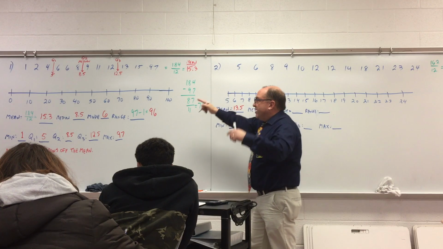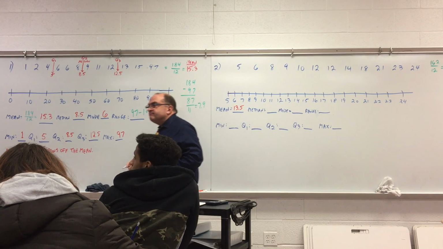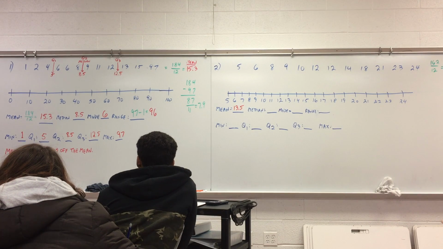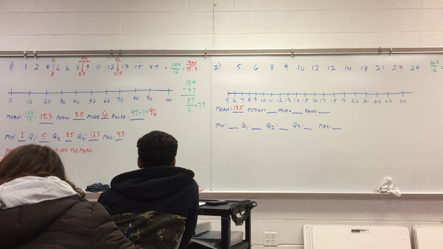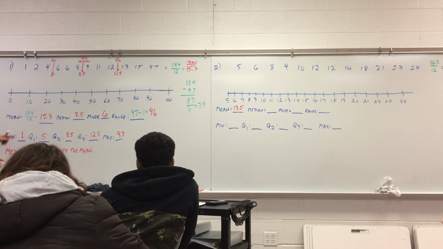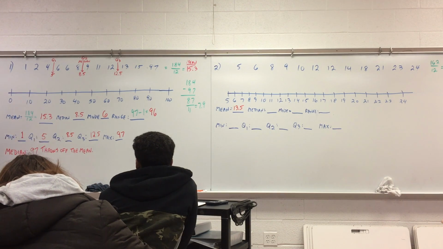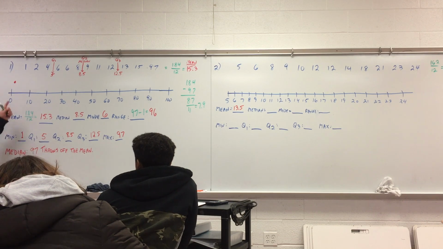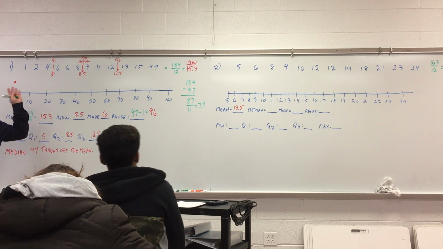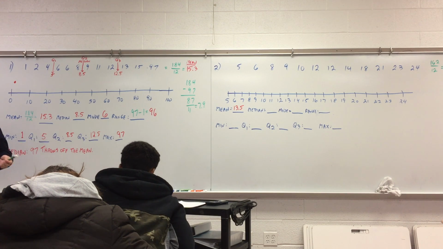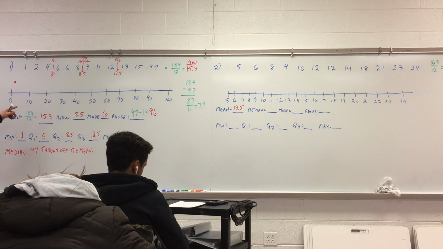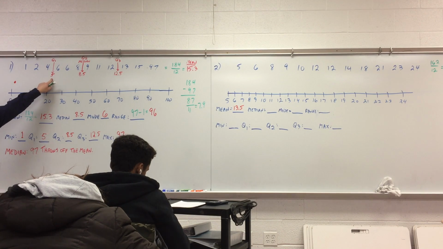I forgot an important part of this problem. I forgot the box and whisker plot. Okay? That's okay. Box and whisker plot simply works like this. You put a big fat dot on 1. Right? What's the minimum? 1. So you put a dot on 1. Now, did I necessarily place 1 perfectly? No. Does it need to be perfect? No.